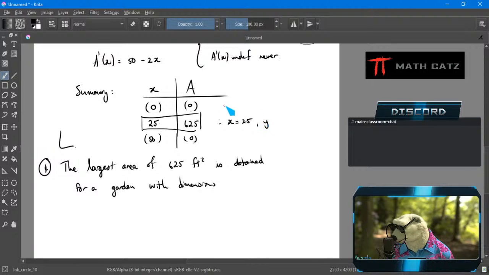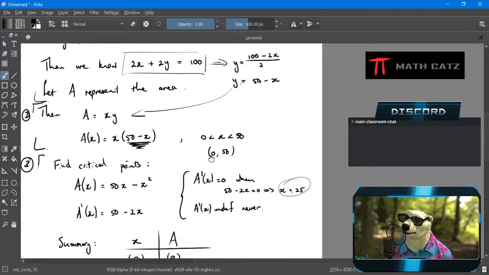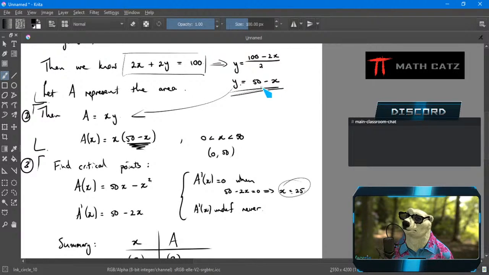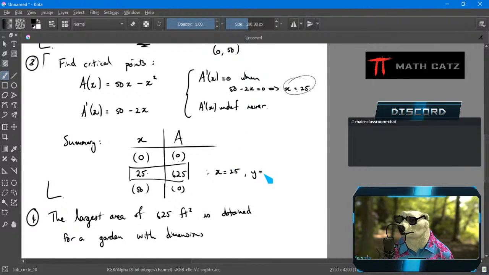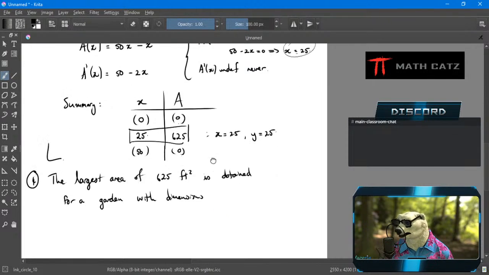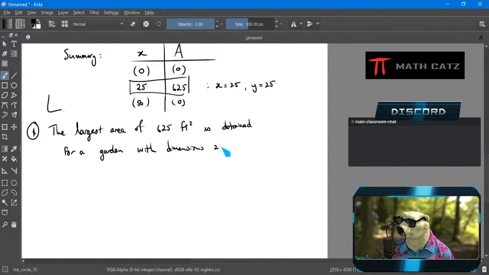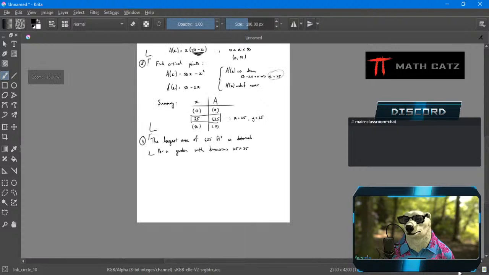I kind of need to know y as well, right? For that, I can go up here and see, oh, 50 minus x is what y is equivalent to. When x is 25, y is going to be 25 as well. So it's going to be a 25 by 25 square. That is going to give me the maximum area, and you are done. So again, I want to focus on these 4 problem-solving steps.